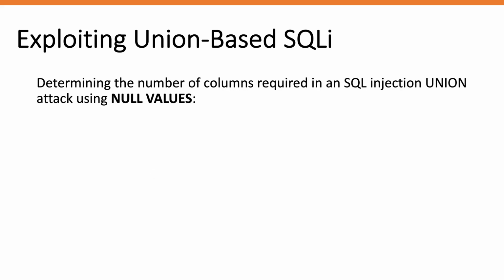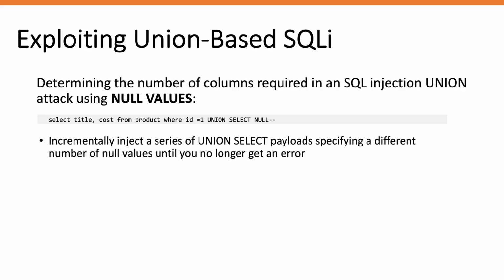You could also figure out the number of columns required in a SQL injection using null values. So again, let's take the example of a query that does select the title and the cost from the product table where ID is equal to 1. And then you say union select null, and then dash dash for a comment character. Now, because using the union operator requires that this query has the same number of columns as this query, if you don't use the same number of columns, you will get an error.